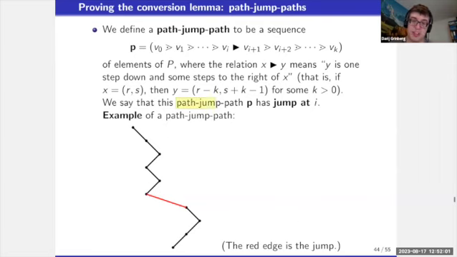And you say that this jump path P has a jump at I, by which we mean that the jump is from the I, basically instead of its I-th step, it has a jump.